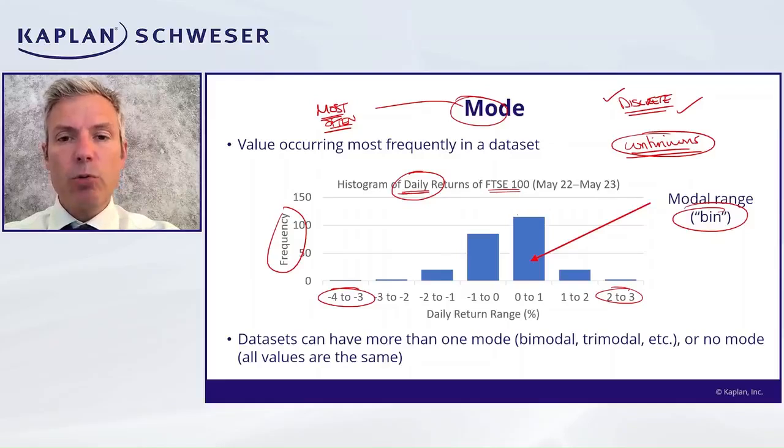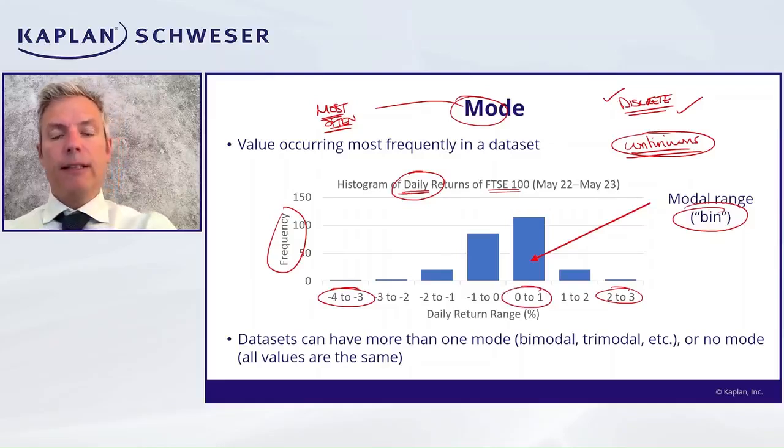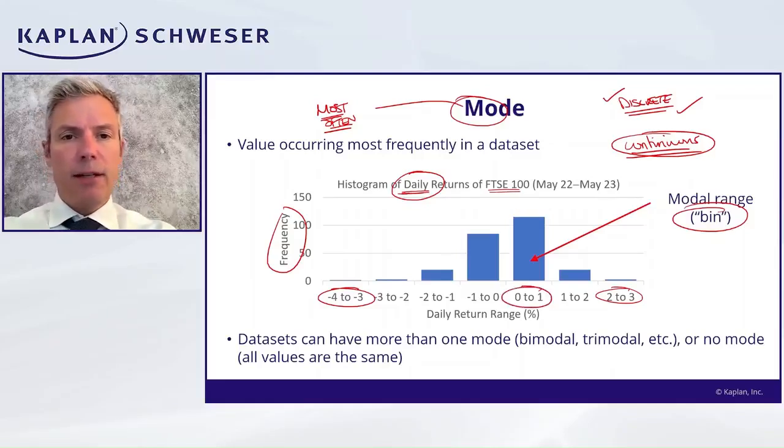bins. And the modal range here is 0 to 1. Most often we see a return of 0 to 1 for that FTSE index for that time frame.